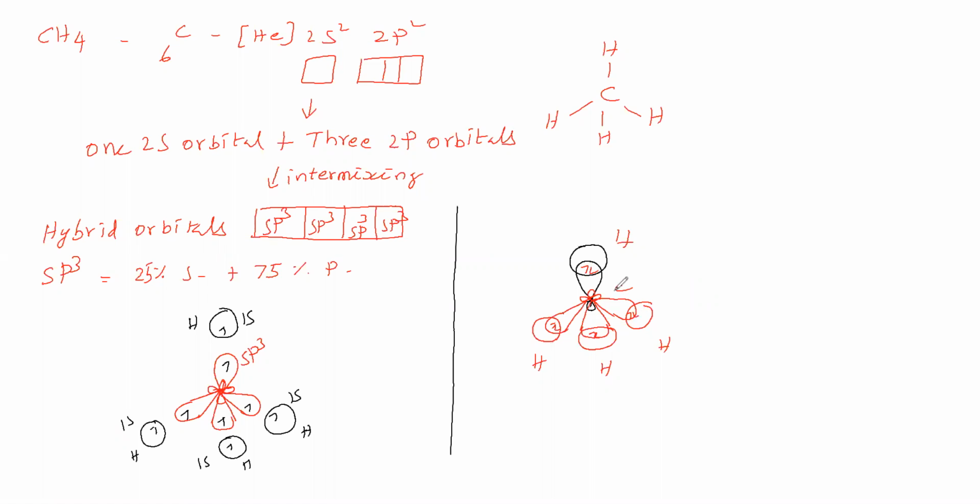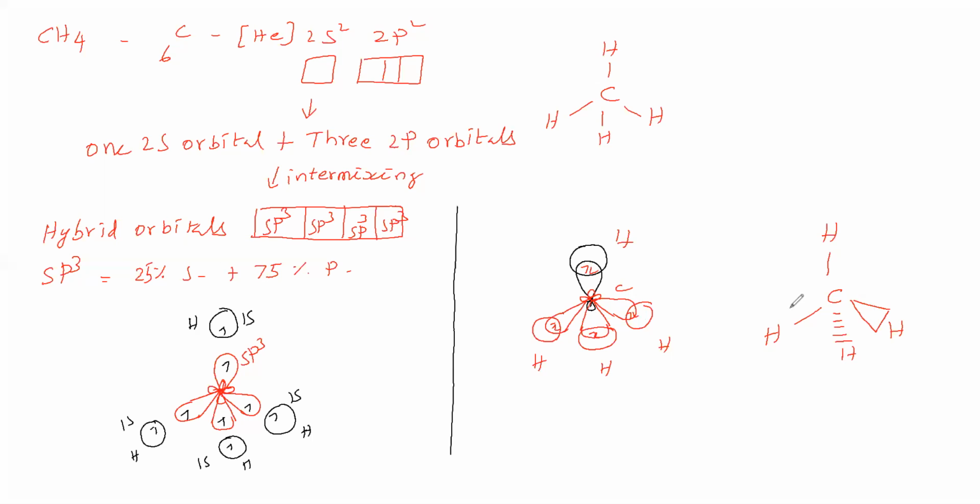In this, two bonds will be in one plane. So for carbon, two bonds will be in one plane. Suppose these two bonds are in the plane of this screen. Now this hydrogen is at the rear of this screen. Then this hydrogen is present in front of the screen, that means closer to us.